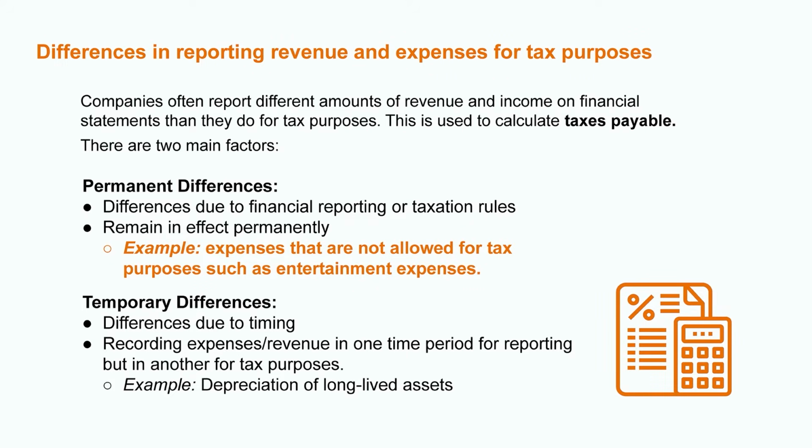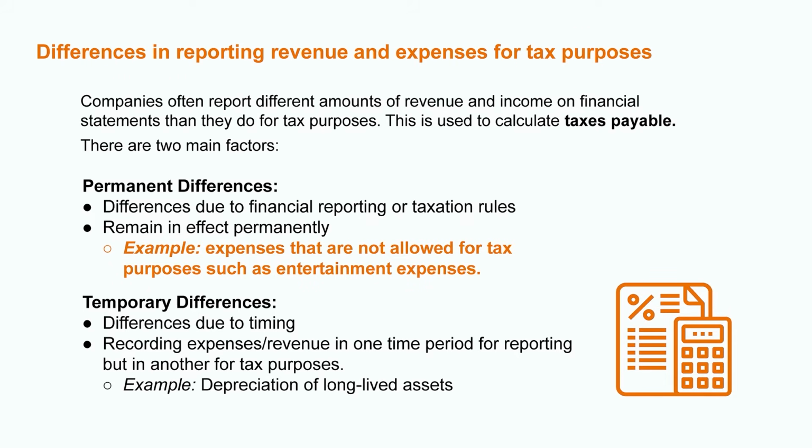as entertainment expenses. Temporary differences are differences that arise as a result of timing, when they're recorded as revenue or expenses in one period for accounting purposes, but in another period for tax purposes. An example of this is depreciation on long-lived assets. Companies have the flexibility to use a variety of methods to depreciate their assets for financial reporting purposes within their financial statements. However, the tax authorities require a very specific depreciation calculation for tax purposes to ensure that companies are not reducing their taxable income too much in order to avoid paying taxes.